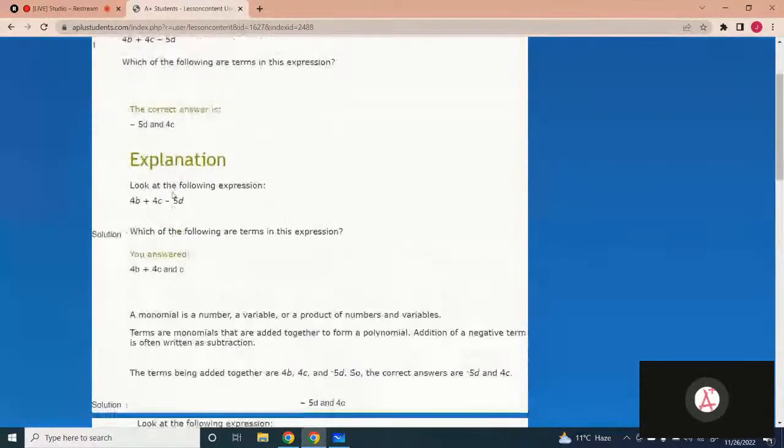No, basically all three are the terms because we are adding them together, 4b plus 4c and minus 5d. Got it? So they all are the terms in the expression.